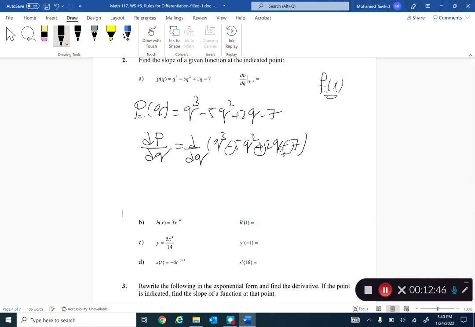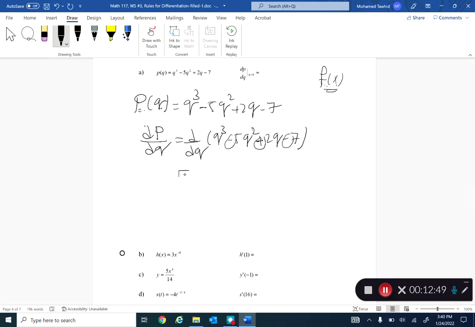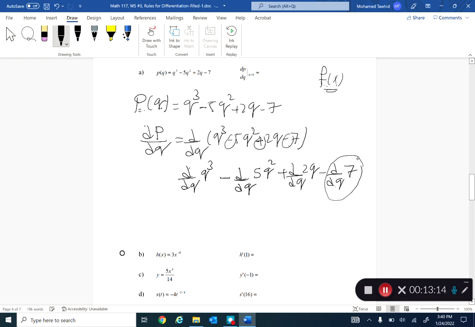So if I do that here, I am going to take the derivative term by term. So the derivative of the first term, q cube, and here minus the derivative of the second term, and the derivative of the third term, and minus here the derivative of the last term, which is 7. What is the derivative of any constant here? The derivative of any constant should be 0. I mentioned above, the derivative of any constant should be 0. So this term is 0 with the derivative.